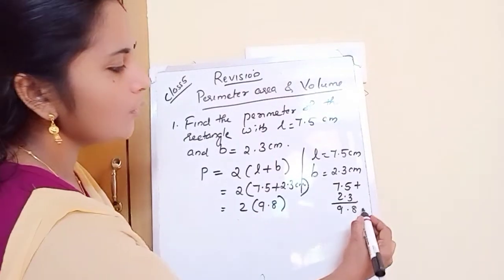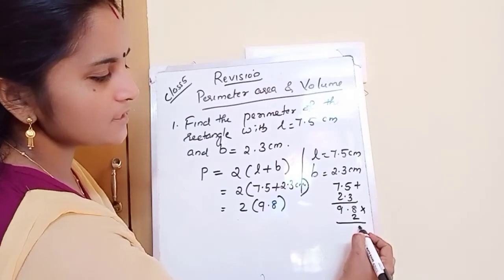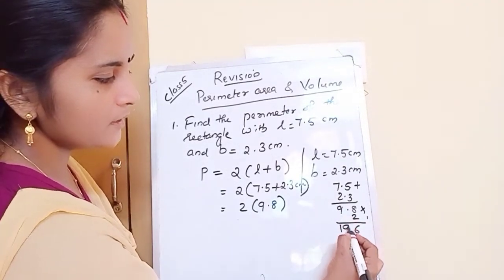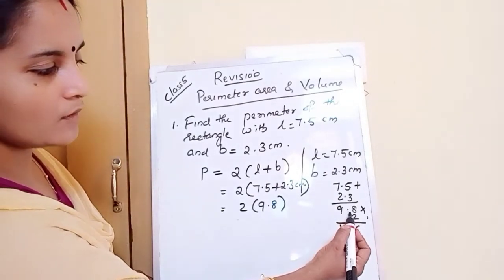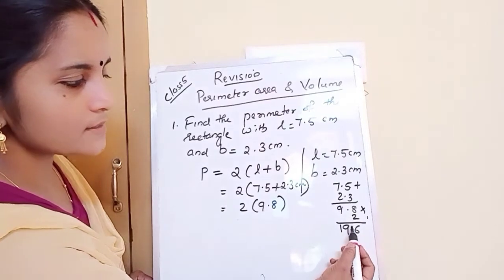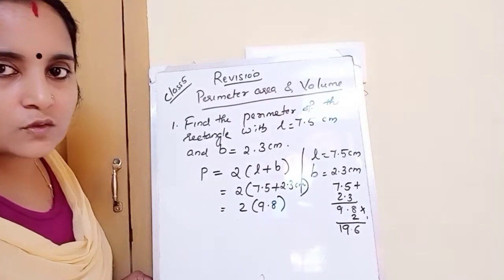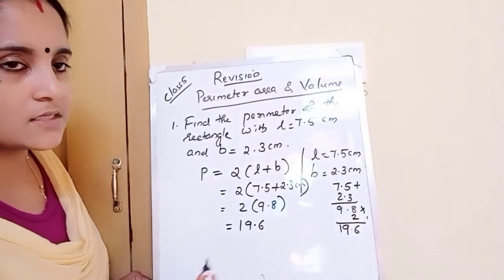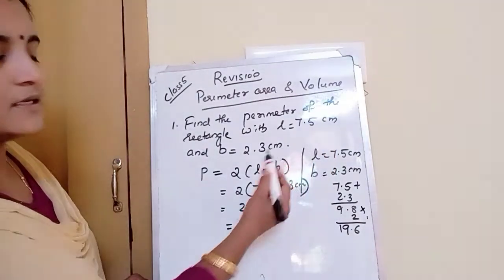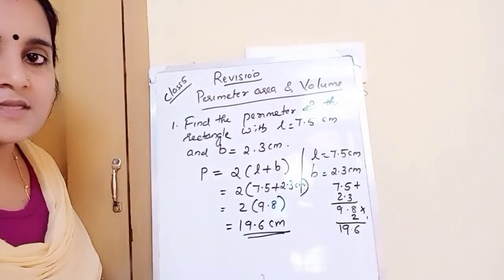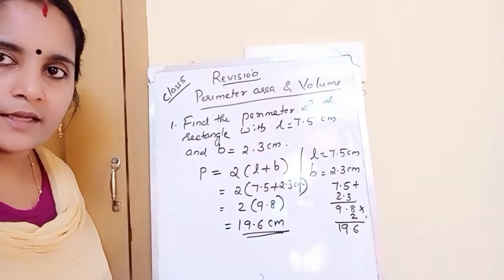So 2 into 9.8: 8 2s are 16, carrying 1, 9 2s are 18, plus 1, 19, and we have one digit after the decimal point. So we move one place to the left. So the answer is 19.6, and what is its unit? The measures are given in centimeter, so you write the answer also in centimeter. This is the first question. Okay.